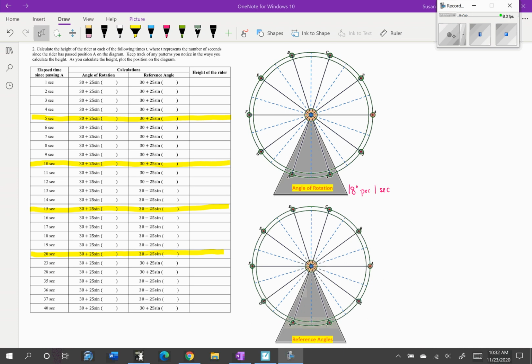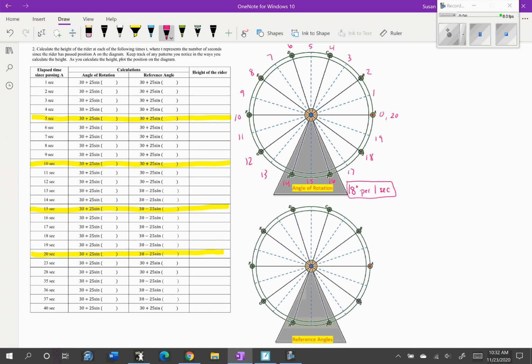We already talked about the fact that we know 18 degrees per 1 second because it takes 20 seconds to get all the way around. So let's go ahead and label that. This would be 1 second here, this would be 2 seconds, 3, 4, 5, 6, 7, 8, 9, 10. And of course, all the way around would be 20. So we started there at 0 and 20.